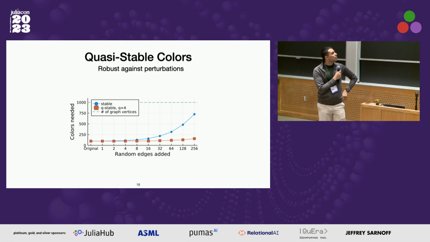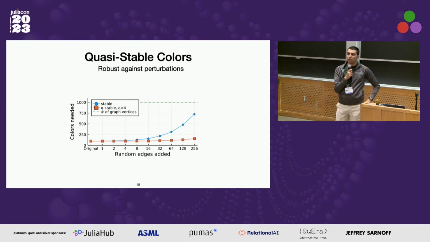I might skip over this slide. It's just to show that the coloring is robust. So you have a particular coloring, and you start adding noise. So maybe the graph changes a little bit over time. The coloring will be able to adapt, and it won't experience this degeneration that some other approaches have. Cool. Okay.